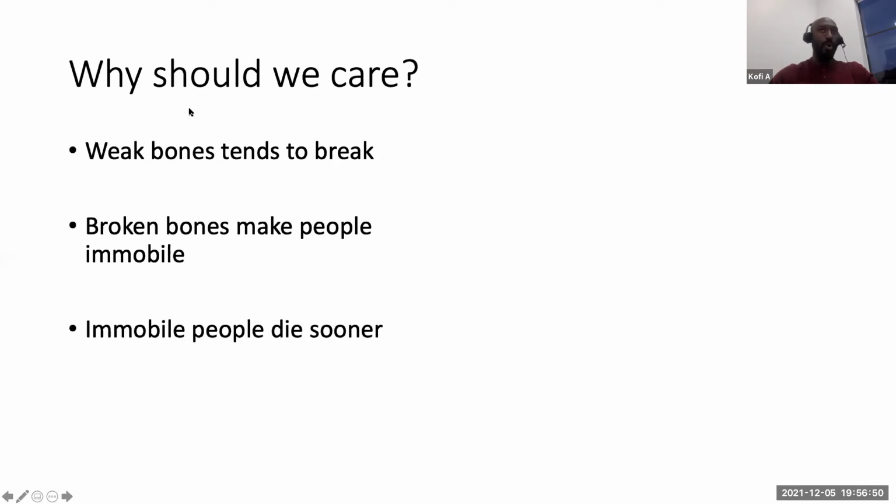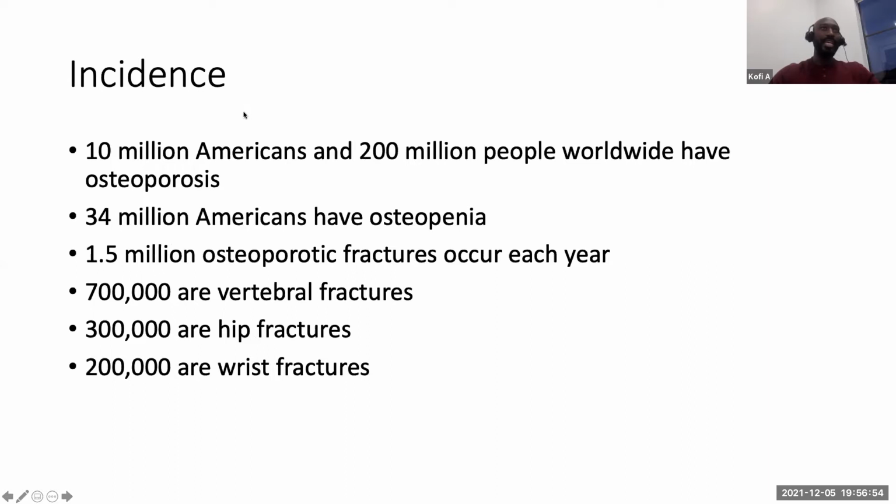So your bone health is important to make sure you can have an extended, long life. Incidence just means how often we see this condition, osteoporosis. Well, here in America, 10 million Americans are diagnosed with the condition, meaning people who have the diagnosis. We know about 10 million people at any point in time, but up to 200 million people worldwide have the condition. Even more people have osteopenia, which is just the less severe form of osteoporosis.